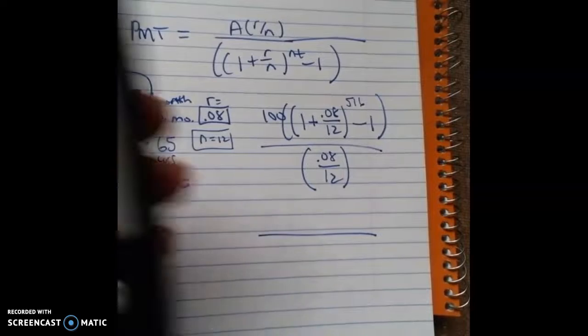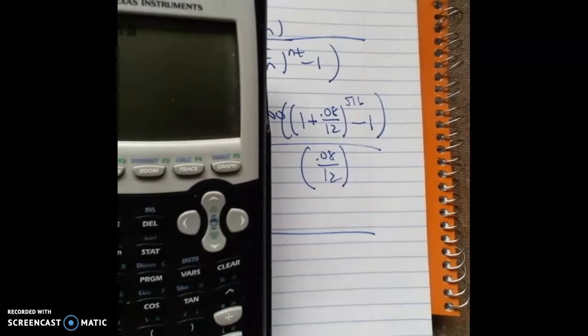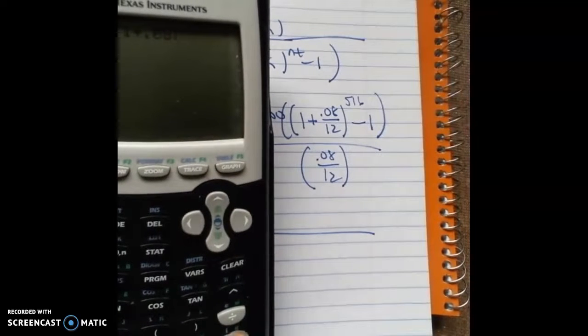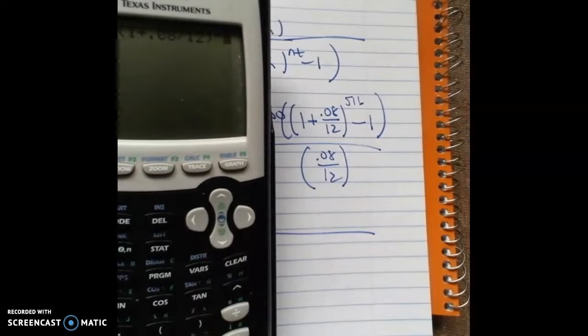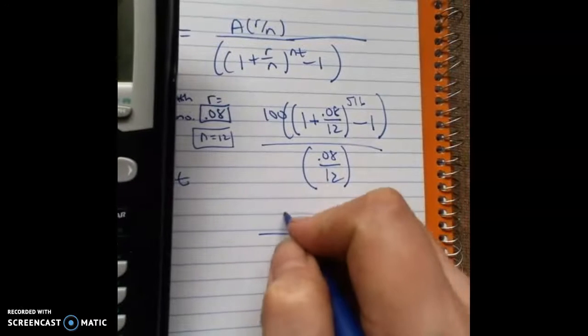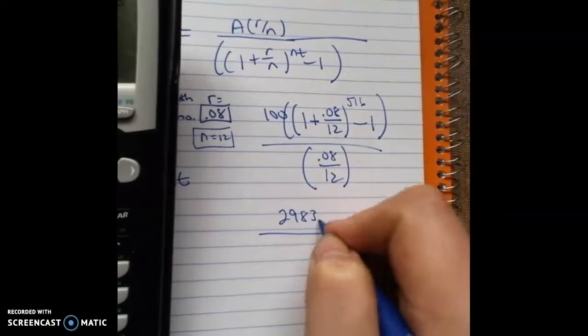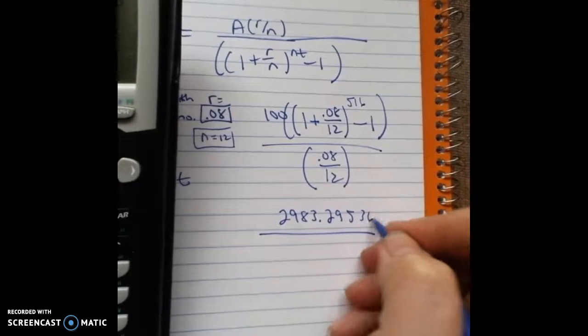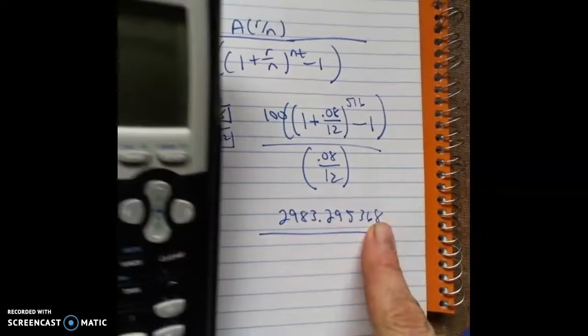So I'm going to do 100, and I'm going to do double parentheses, 1 plus 0.08 divided by 12. And this is my exponent key right there, exponent 516, minus 1, end of parentheses. All right, so I get 298.3295368, and I'm not going to round any of that.